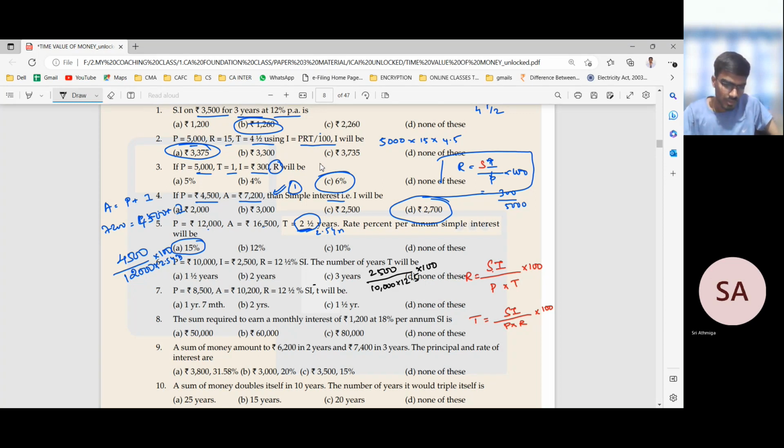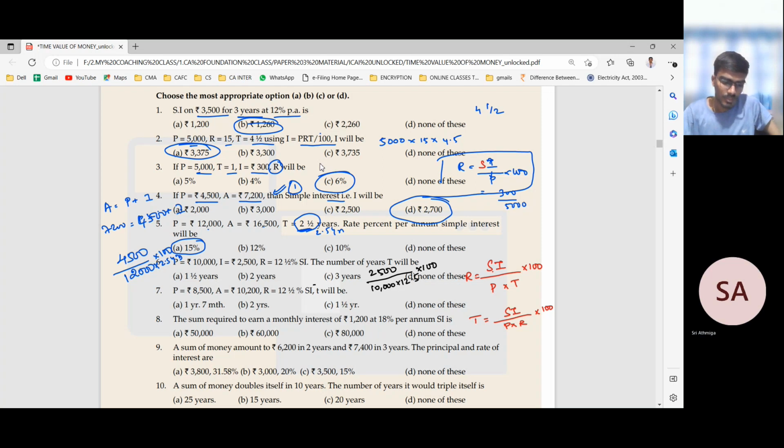Do it. Okay. 2,500 divided by 1,25,000 into percentage. How many years will it give you? 2 years, right? 2 years. Yes, 2 years.